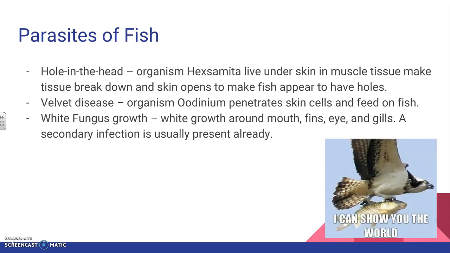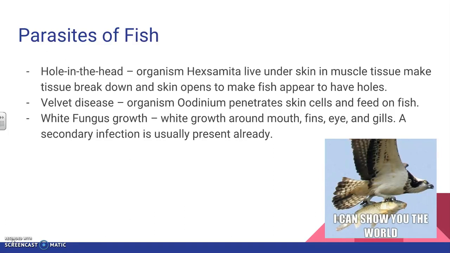Hole in the head. This is caused by the organism Hexamita, and it lives under the skin in muscle tissue. And it actually makes the tissue break down, and the skin will open up, and it will make the fish look like they've got holes in them. Velvet disease, the organism that causes this, is Oodinium, and it penetrates the skin cells and feeds on fish.